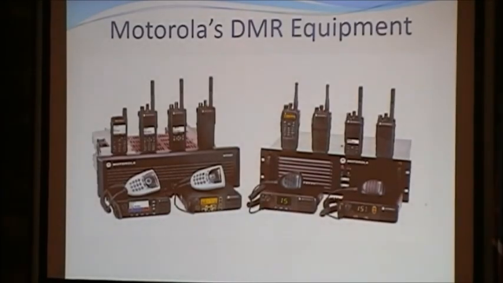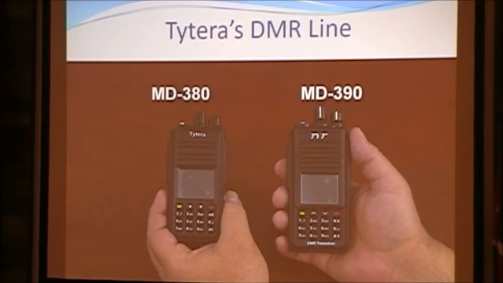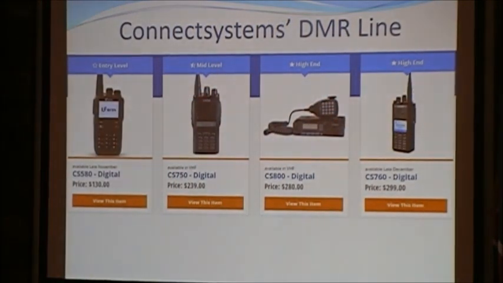Here's a graphic of some of the Motorola radios. The 2 repeaters, the 2 big boxes there. This is the MTR 3000. This is an XPR 8300. The different mobile radios. The XPR 5550. I've got that one in my car. Great radio. The MD380, the MD390. These are Connect Systems.